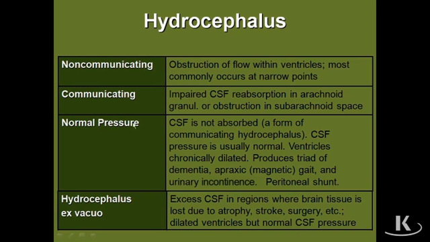Next, normal pressure hydrocephalus is a common form of hydrocephalus seen in elderly patients. And this is typically, again, an absorption problem and therefore is a form of a communicating hydrocephalus. But in contrast, because as we age we lose neurons, CSF pressure in these individuals is usually normal, not elevated, because the ventricles are chronically dilated associated with neuronal loss.